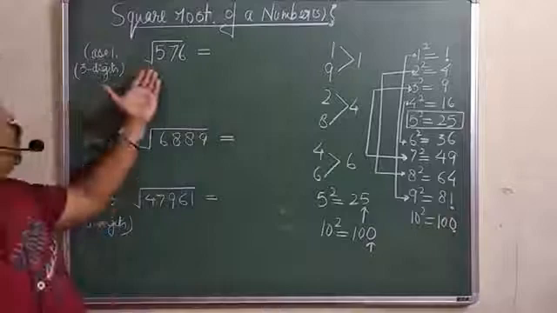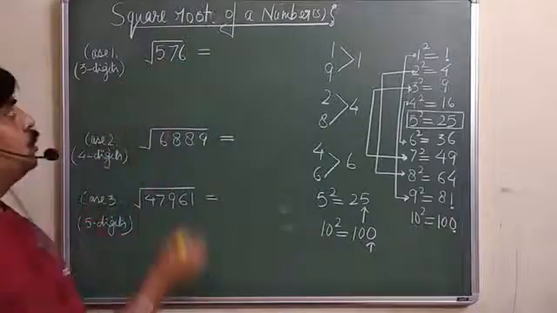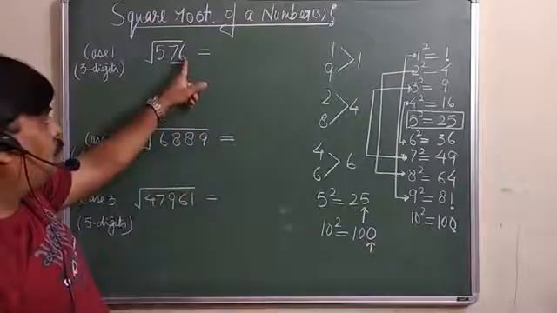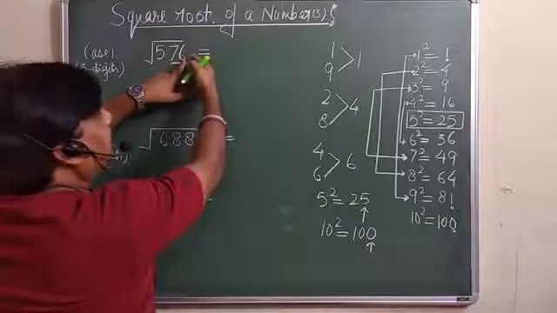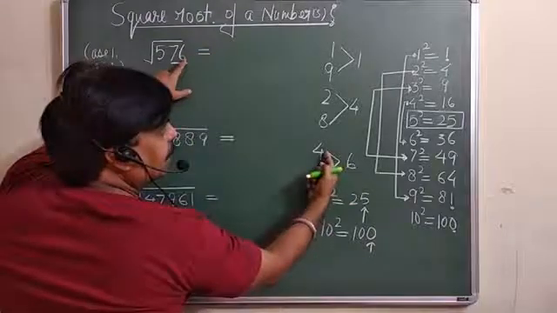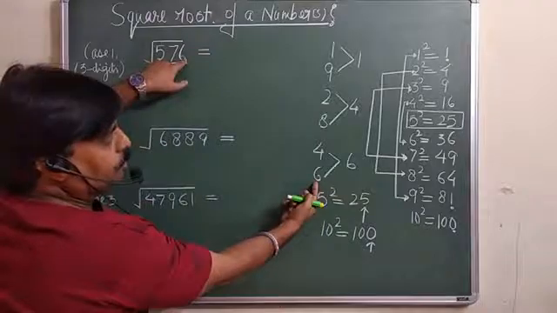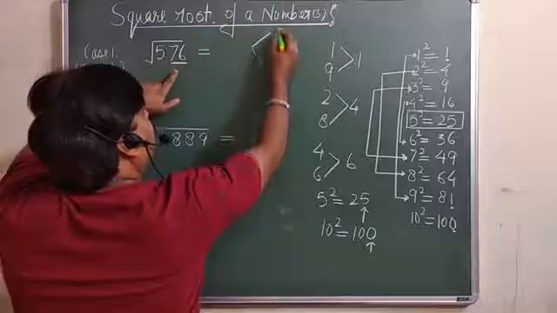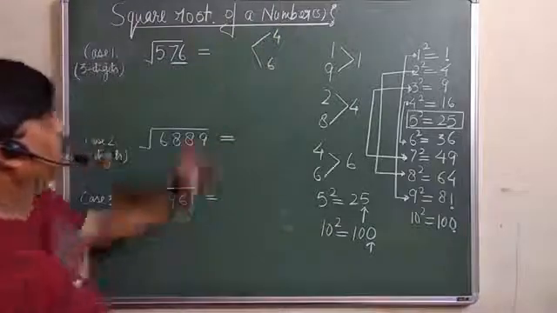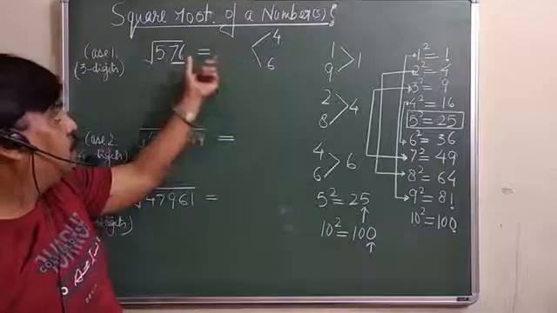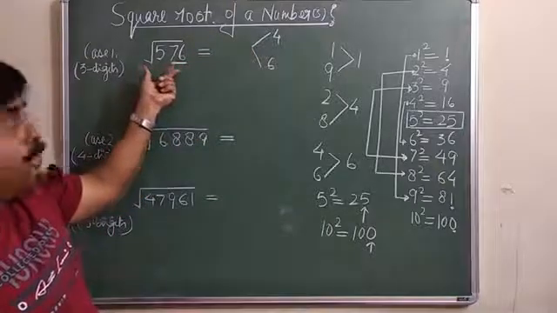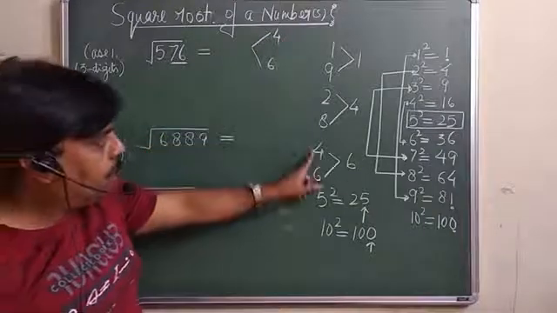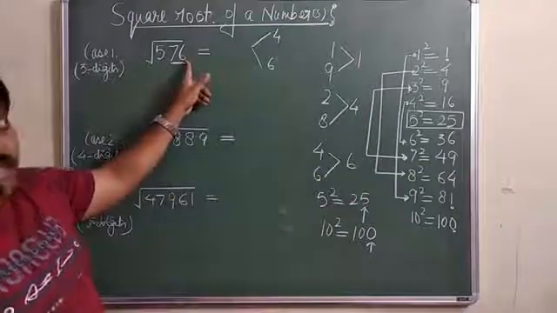See, you want to find the square root of the number 576. Just take the last two digits first, 76. The unit digit is 6. You get 6 in case of 4 square or 6 square. So the unit digit may be 4 or 6. Whatever square root comes of this number, its unit place will be either 4 or 6, because in these two cases we get 6 as the unit place.